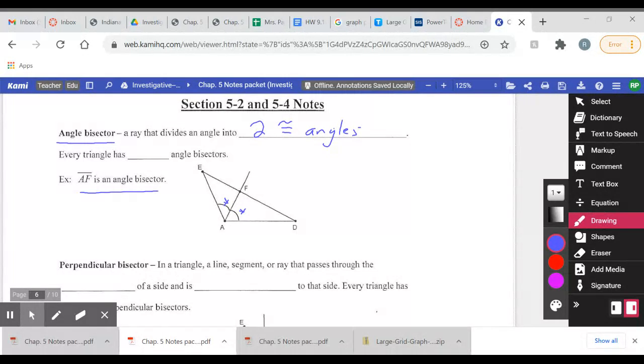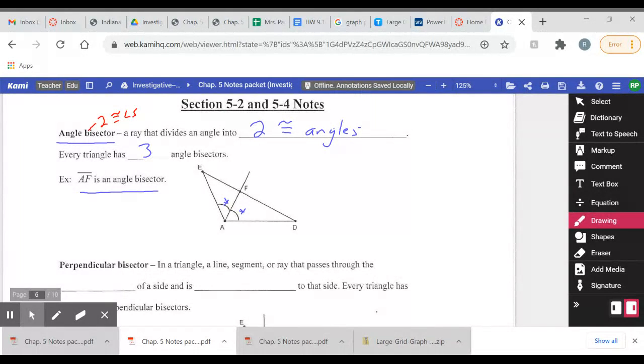Okay, and every triangle has three angle bisectors. So technically I could draw an angle bisector through angle E, another one through angle D, but it would just get the picture really messy, so we don't usually draw all three. If it helps you, write up at the top here what this means. Some people like to say cuts in half, or what I would be looking for in the picture is that there are two congruent angles.